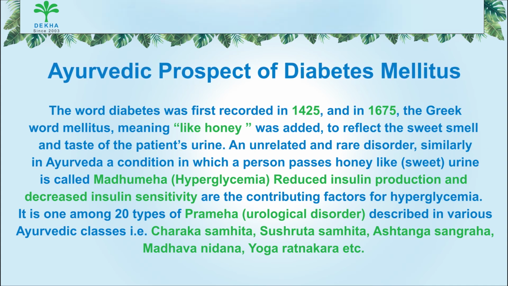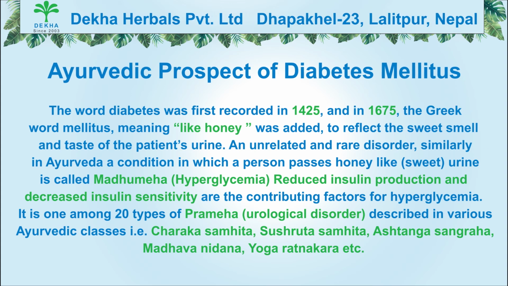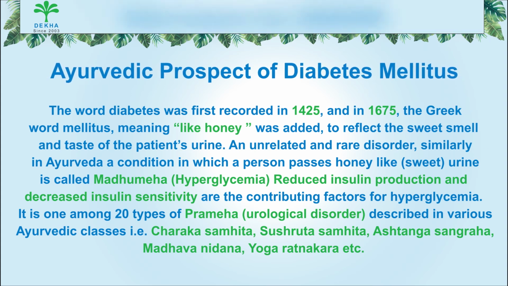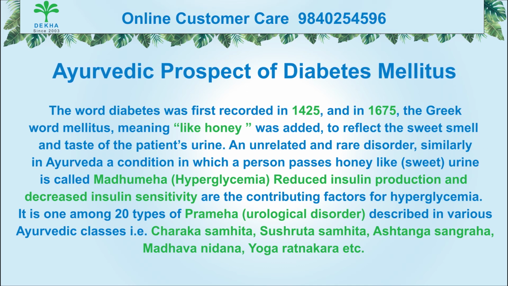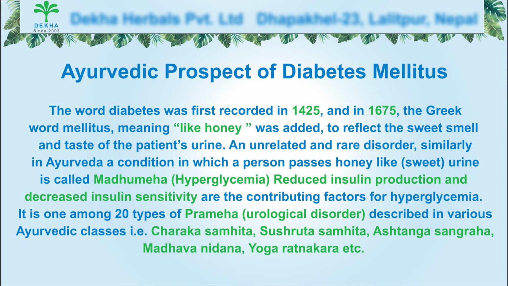Hyperglycemia, reduced insulin production and decreased insulin sensitivity are the contributing factors. It is one among 20 types of prameha, urological disorders, described in various Ayurvedic classics, that is Charaka Samhita, Sushruta Samhita, Ashtanga Sangraha, Madhava Nidana, Yogaratnakara, etc.